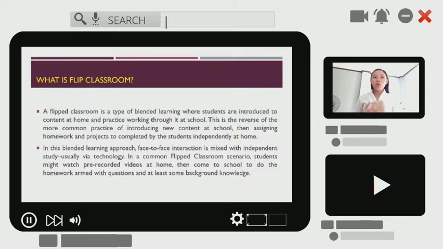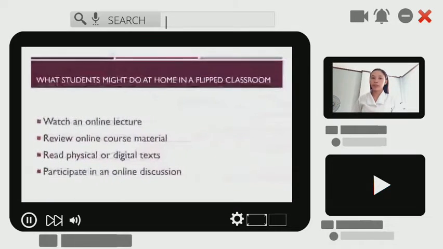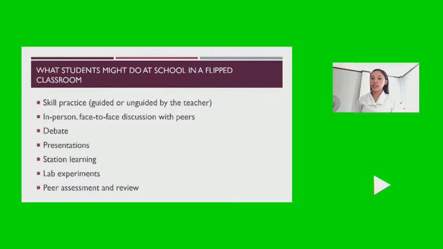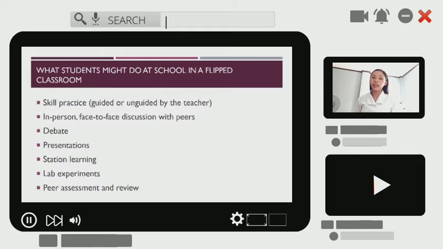So let's move on. What might students do at home in a flipped classroom? These are the things students might do at home: watch an online lecture, review online course material, read physical and digital text, and participate in an online discussion. And what might students do at school in a flipped classroom? Skill practice, guided or unguided by the teacher, in-person face-to-face discussion with peers, debate, presentation, station learning, lab experiments, and peer assessment and review.